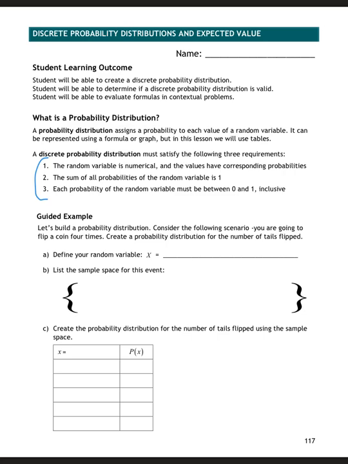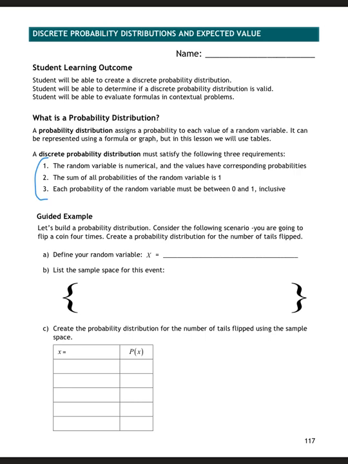The sum of all the probabilities of the random variable is 1. So when you add up all of those probabilities, it should equal 1. If it does not equal 1, it is not a discrete probability distribution. And each probability of the random variable must be between 0 and 1, and that includes being 0 and 1. So all three of those have to be true.